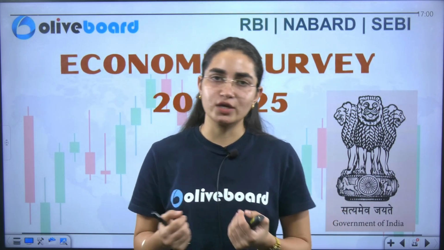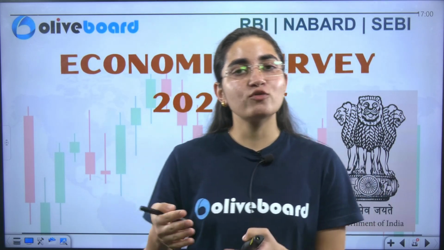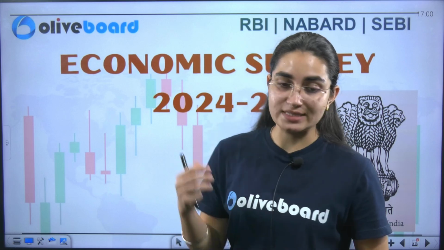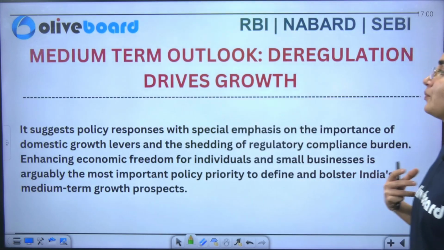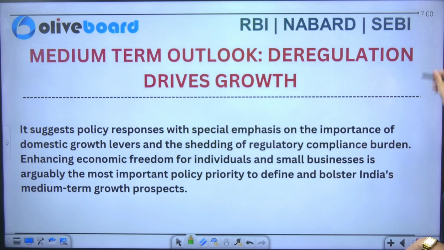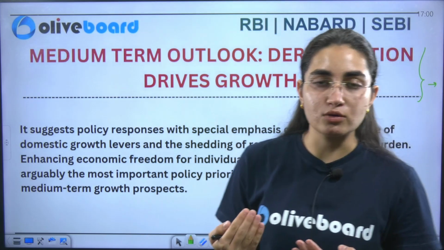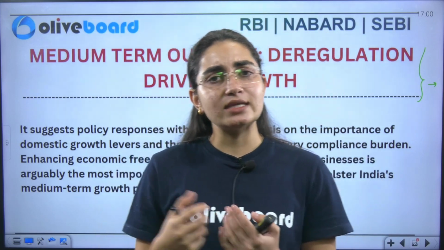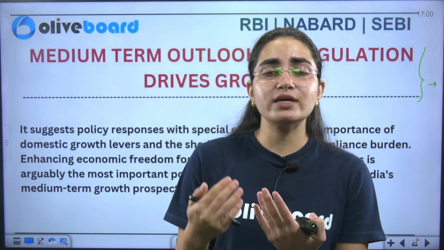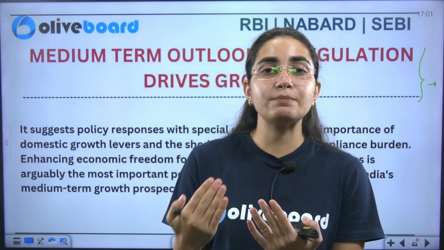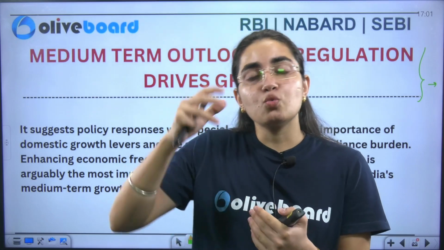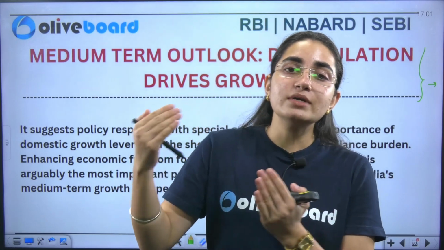5th chapter of your economic survey. So basically we are done with the 4 chapters and today we'll see what is there in the 5th chapter of your economic survey. You can see on your screen that your 5th chapter is related to the medium term outlook, deregulation drives growth. In economics, it talks about the meaning of the medium term outlook. Basically we are doing the projection of our GDP growth in the coming years. So that is what is related to your medium term outlook.